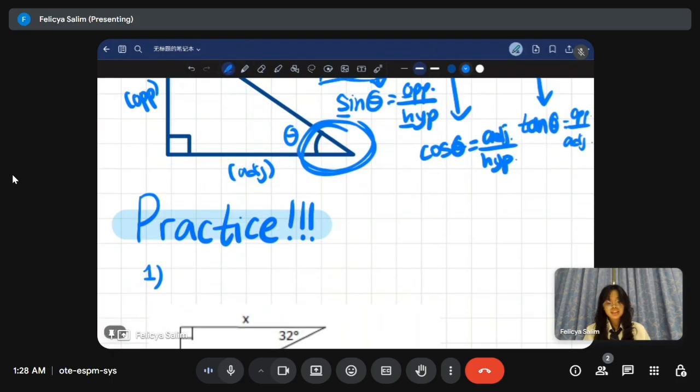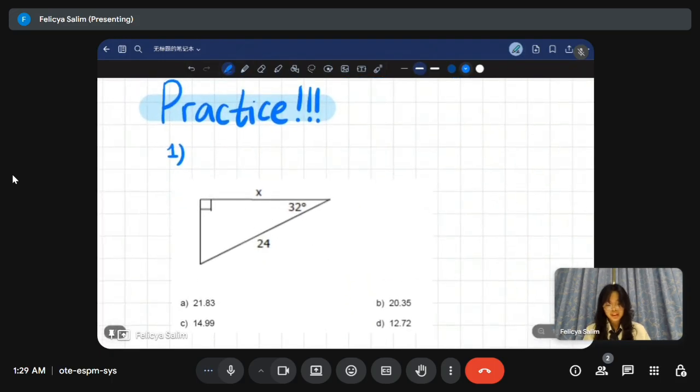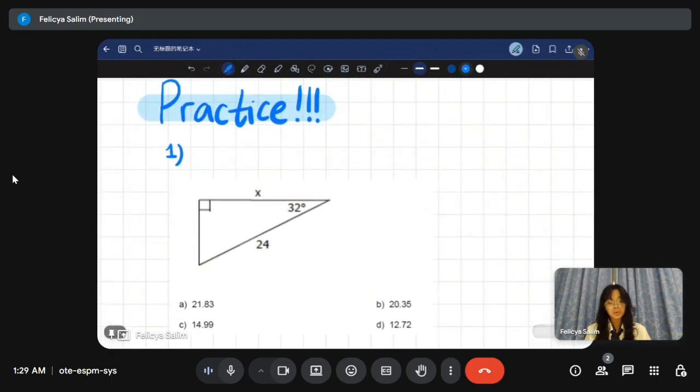So next, let's go to some practice questions. The first question here is that you were told to find the length, which is x here. So the first thing you're going to do is identify the lengths of the triangle. Here you have the hypotenuse opposite to this right angle, then the opposite length here, which is opposite to this angle here, then this will be the adjacent.